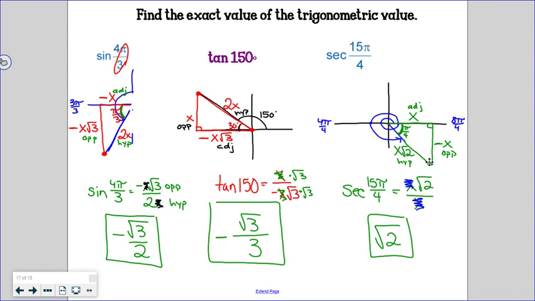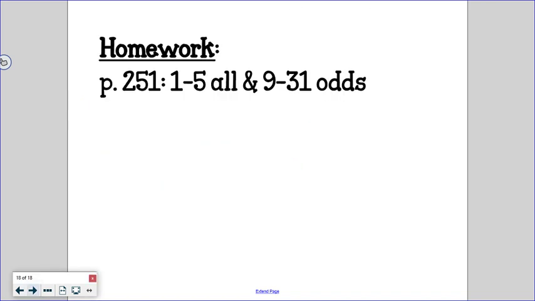Questions? So will we ever see one that doesn't have pi over the denominator? Not in radians.